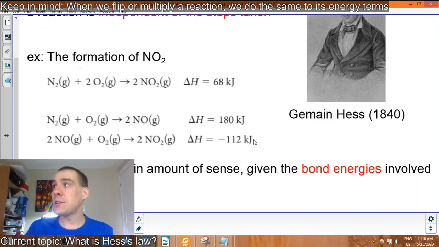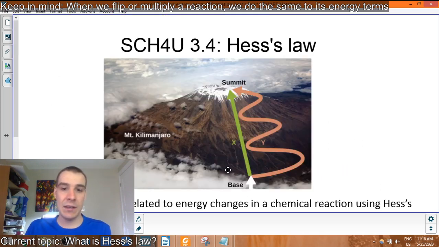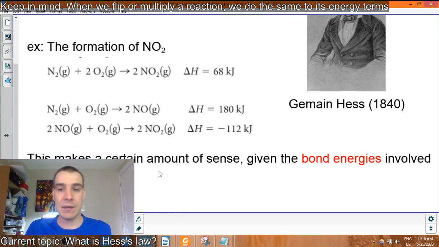Here's an example for the formation of NO2. So nitrogen plus oxygen gives you NO2. You can do it in one step. It takes an input of 68 kilojoules per mole. Or you can take your nitrogen and your oxygen and make nitrogen monoxide here. And then take the nitrogen monoxide and add another oxygen. Then you get nitrogen dioxide. And this first step is an input of energy. The second step is a release of energy. If you add these up, 180 minus 112, you get the same 68 kilojoules. Just like the amount of energy here, it's a bunch of small steps versus one big step. The same kind of input.